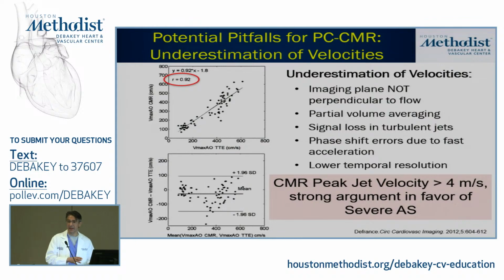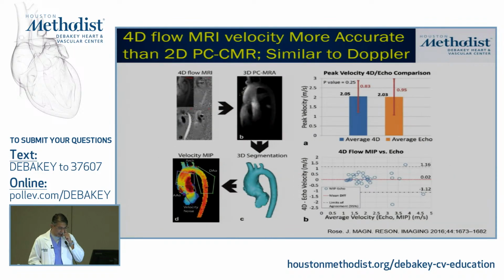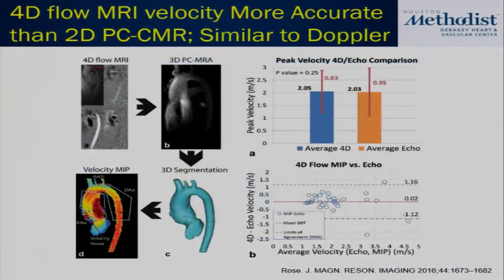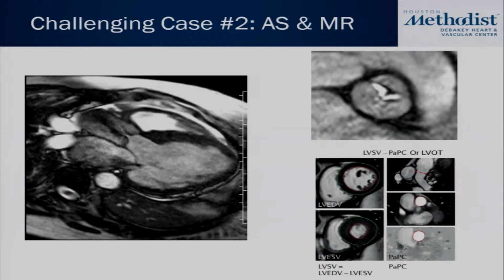So for all of those reasons, if I still tell you the velocity is more than 4, again, this is a very strong argument that you have severe aortic stenosis present. Now, there's a lot of information, and hopefully we'll get into this more and more in our labs. You're going to hear a lot of 4D flow. It seems to be very accurate at quantifying flow. It's also been shown to be much more accurate when comparing to echo in determining peak velocities.